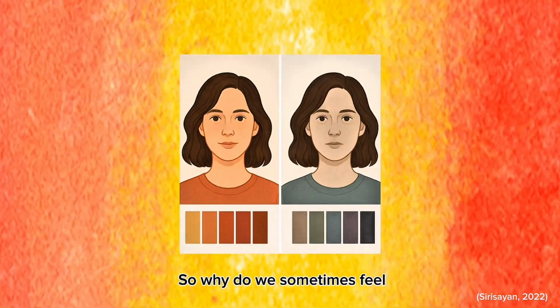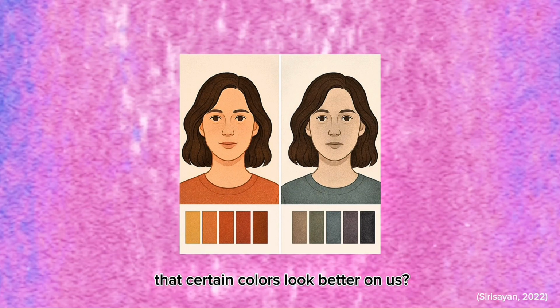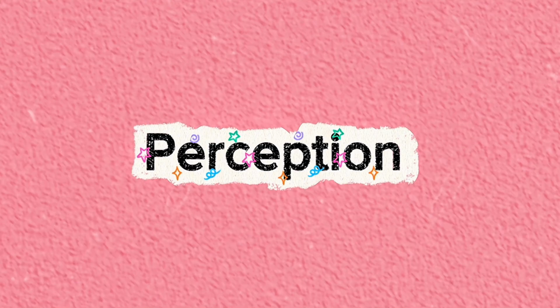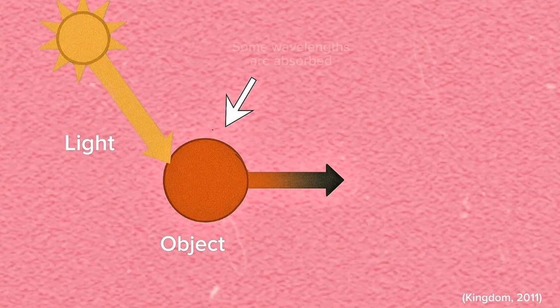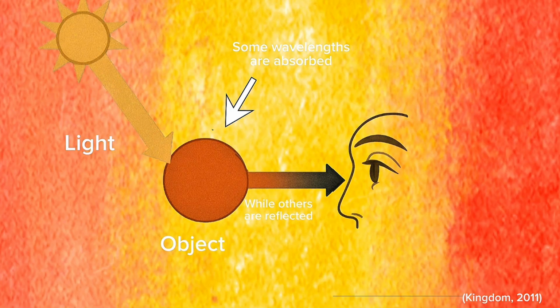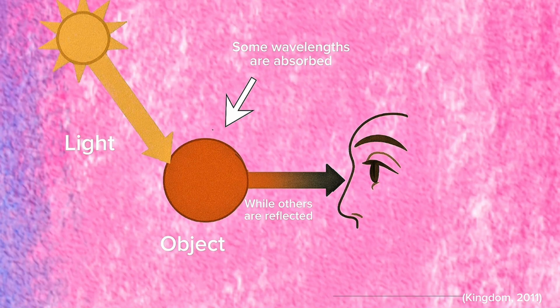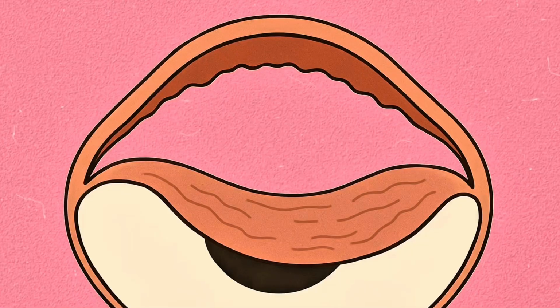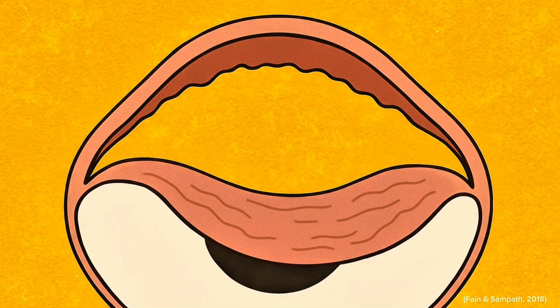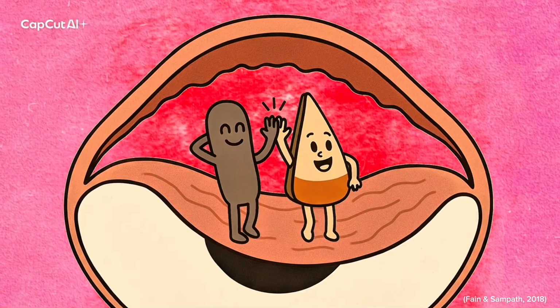So why do we sometimes feel that certain colors look better on us? This comes from perception. When light hits an object, some wavelengths are absorbed, while others are reflected, and it's those reflected wavelengths that enter our eyes. Inside the retina, there are 2 types of photoreceptors that work together, rods and cones.